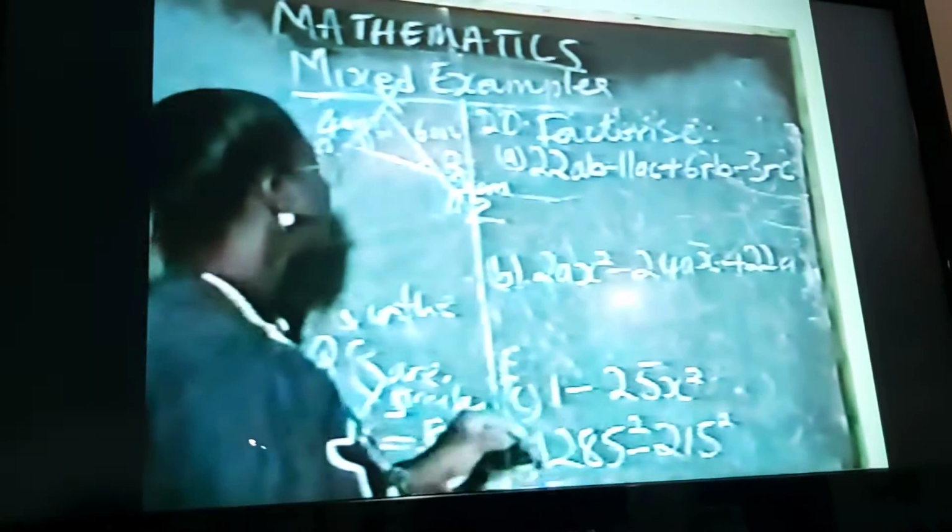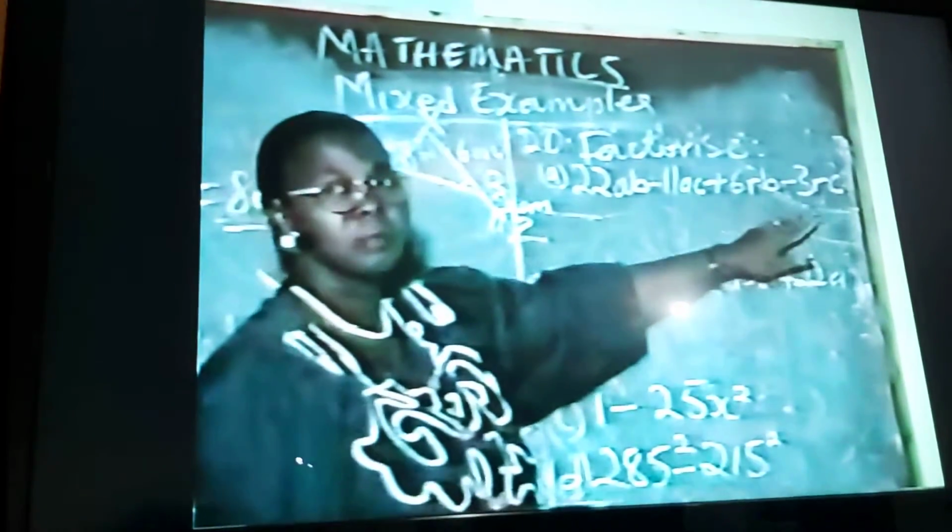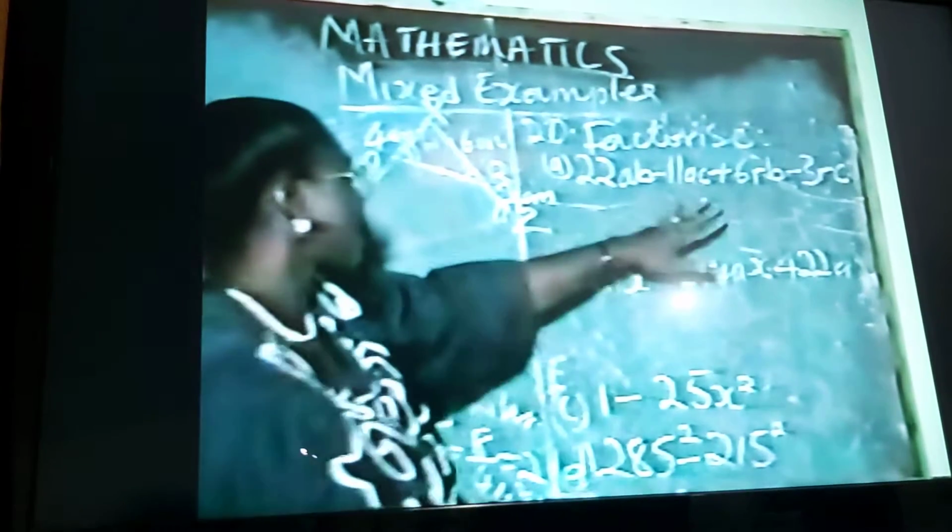Concept involved in this. Here is a very simple factorization. It is not quadratic because no power is 2. There is no power 2 there. So we look at this and decide how to pair them up.